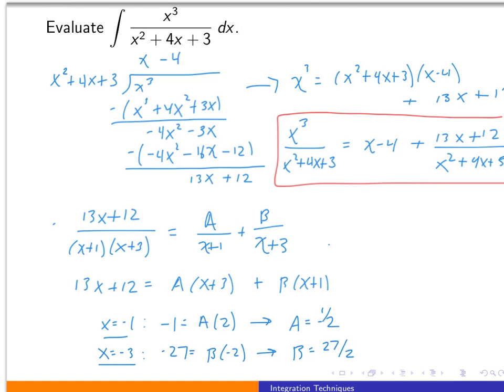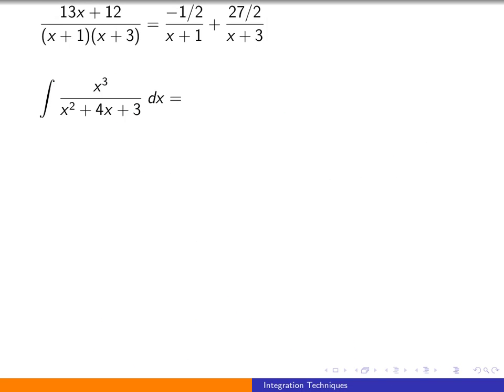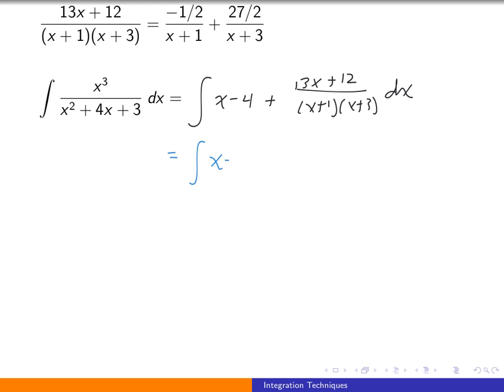So let's put this all together. So recalling what we had on the previous slide, the function that we would like to anti-differentiate is equal to, after our polynomial long division, x minus 4 plus 13x plus 12 divided by x plus 1 times x plus 3. And then, using our partial fraction decomposition, this second part of the integrand can be written as minus 1/2 over x plus 1 plus 27/2 over x plus 3.